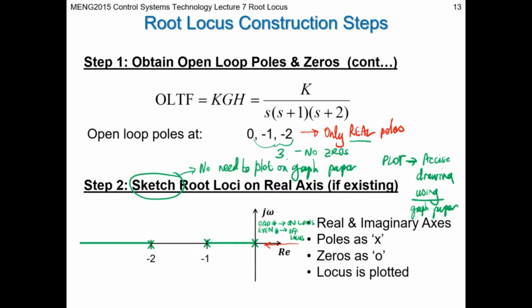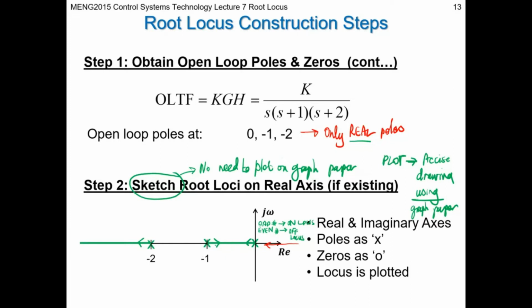So that means that each of these poles produces a locus, and that locus goes off to infinity because there are no zeros to sort of absorb the locus. This locus coming out of this first pole has to go to infinity. This pole is also producing a locus, and that locus has to go to infinity. This pole is producing a locus. That locus has to go off to infinity.